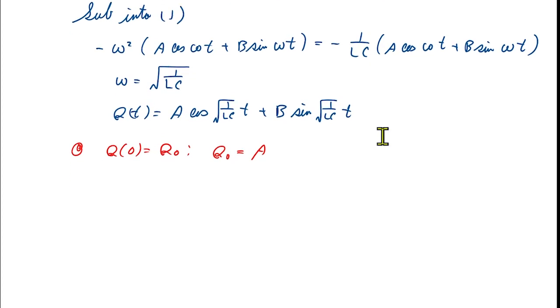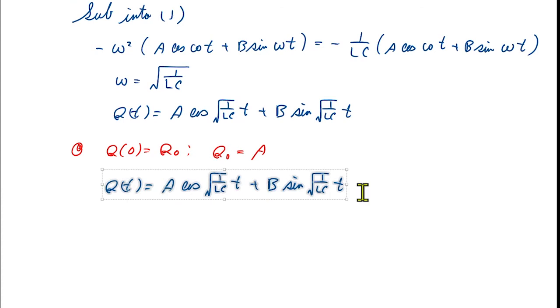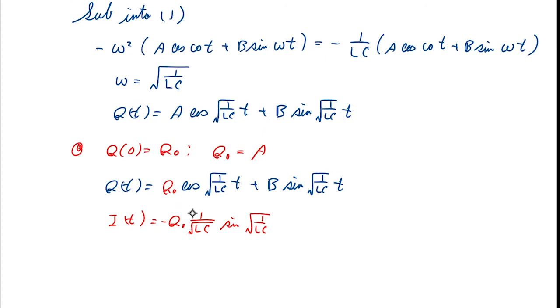So far, so good? I'm going to do the copy and paste trick. So instead of this A, whatever we have is Q naught. Good. Now we take a derivative of this, so this becomes I, and this thing comes out, so you have negative Q naught, and then 1 over square root of LC. So far, so good? Say yes. And sine square root of 1 over LC t, and this thing becomes plus B, 1 over square root of LC, and then cosine 1 over square root of LC t.